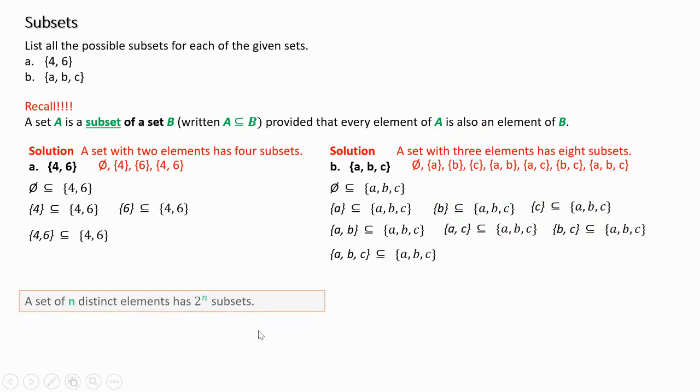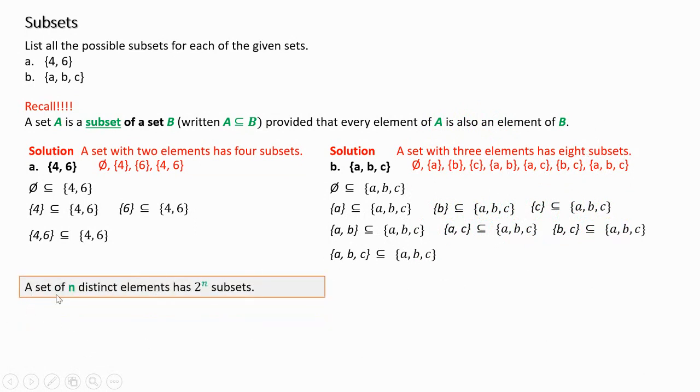Now, this is also a definition: a set of n distinct elements has 2 to the n subsets. So I believe in the homework, if they don't ask you to list them, just how many subsets there are, this is a formula that you use. But if they want you to list them, then you do it how we did examples A and B.